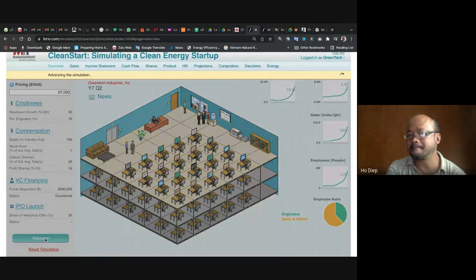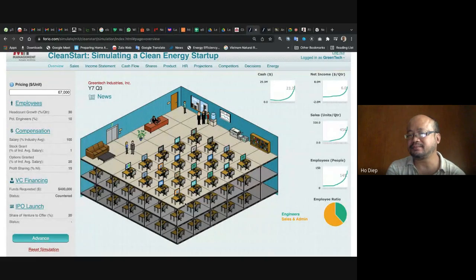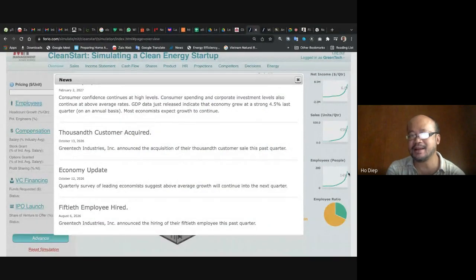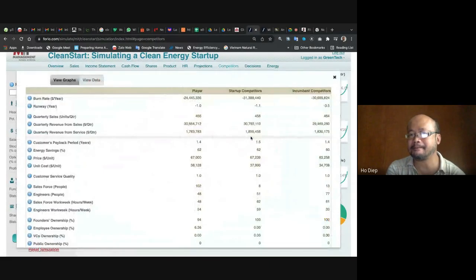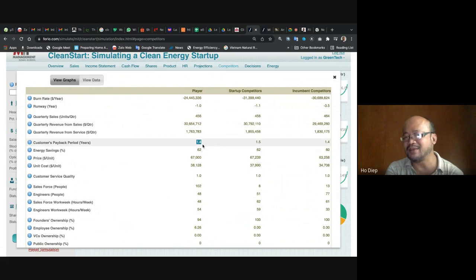Let's advance. Everything growing still. Good, good, good. Check on our competitors. Our technology has improved. Now our technology is even better than our competitors. Our payback years is 1.4, whereas our competitors' is 1.5. Our product is cheaper and better. Although it's still more expensive than the incumbent competitors, even though their technology is about the same as ours, we are looking at branding. Hopefully our branding is a lot better compared to our incumbent competitors.